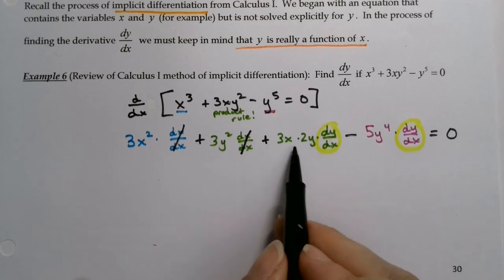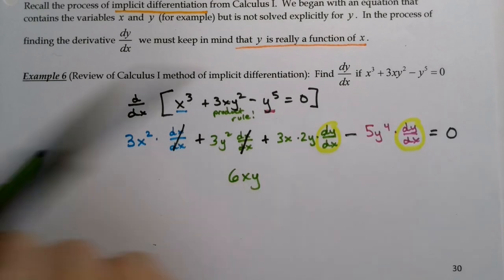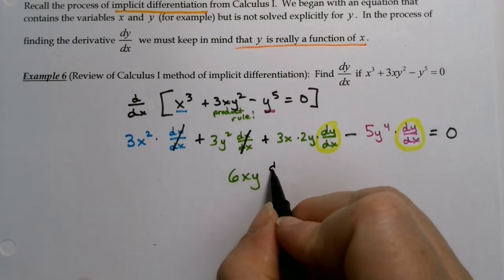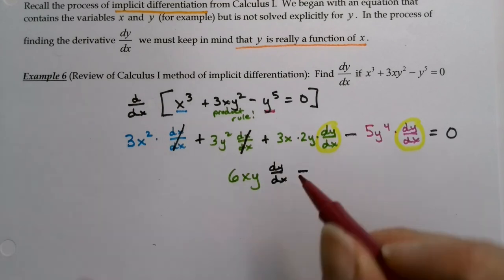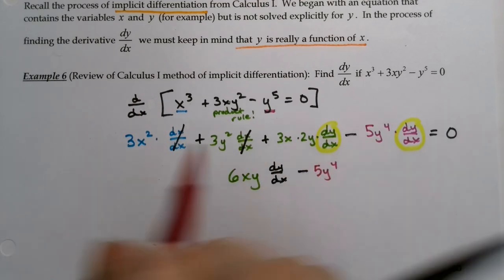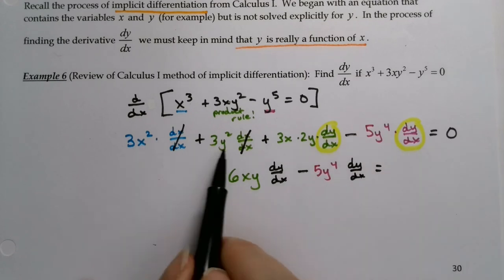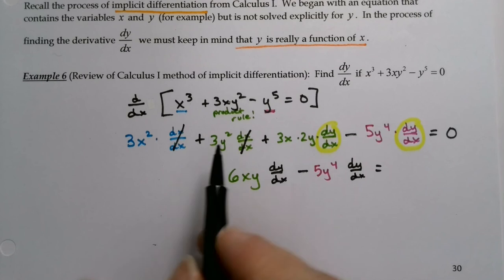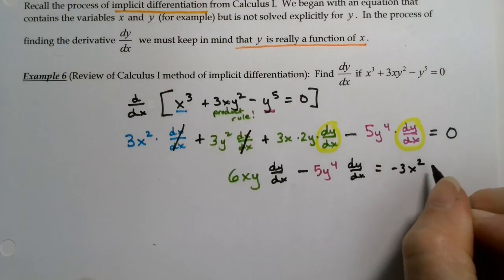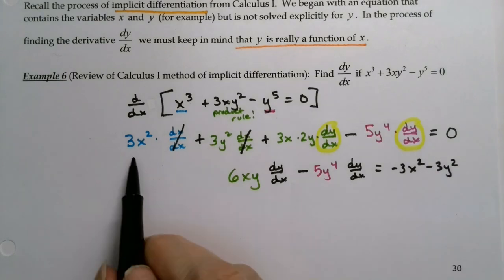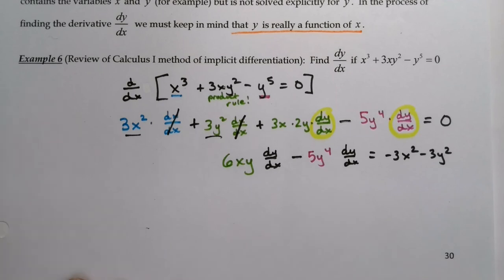Glorified algebra. All right, so over here we have a 6xy dy dx minus a 5y to the fourth dy dx equals, and I'm going to bring these two to the other side. So it's going to become minus 3x squared. I'm just going to write it. Minus 3x squared minus 3y squared. Right? These two are going to be subtracted and removed.